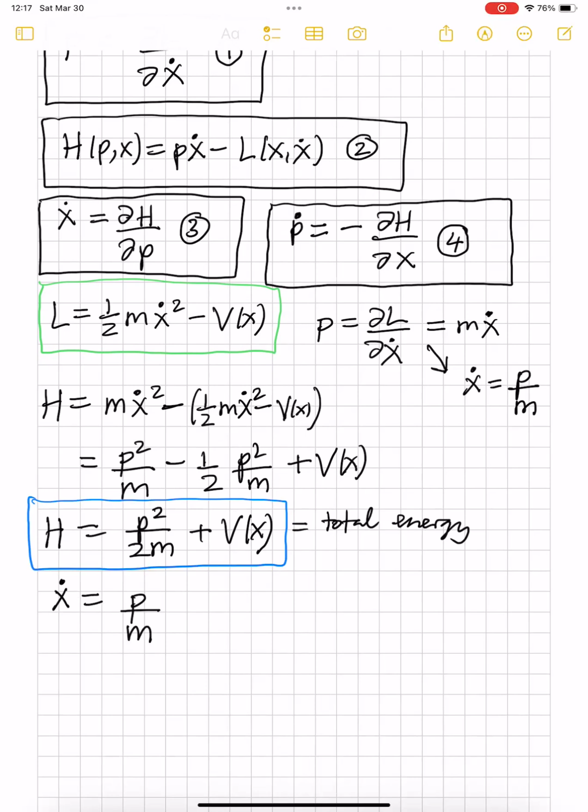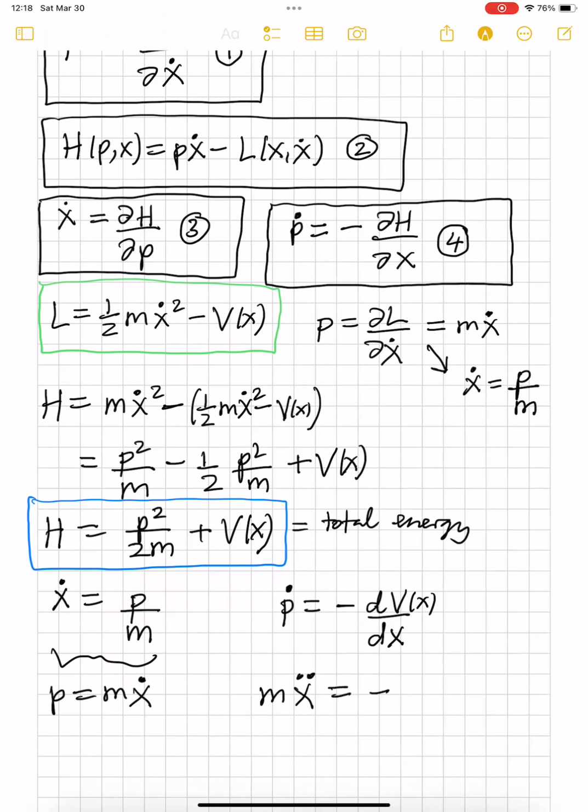From the second of Hamilton's equations, I learn that p dot is equal to minus dH/dx. Now I don't bother to hit the first term in the Hamiltonian. I'll just hit the second term, and it becomes a normal derivative because V is only a function of x. It doesn't depend on p. Okay, so let's massage this a little bit and make sure it's equivalent to Newton's laws. From the first equation, I've got p is equal to m x dot, and I can plug it into the second equation. So p dot, well, I need to differentiate this again. This will tell me that m x double dot is equal to minus dV/dx, and this is nothing but Newton 2.